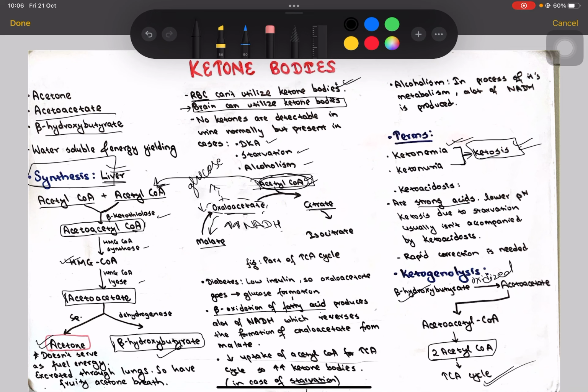Another important thing that we have to know is that synthesis of ketone bodies occurs in the liver, but ketogenolysis occurs in extrahepatic tissues. Because for this oxidation, when beta hydroxybutyrate is converted into acetoacetate, the enzyme is not produced in the liver, so the ketone bodies can't be metabolized in the liver. They are metabolized in extrahepatic tissues.